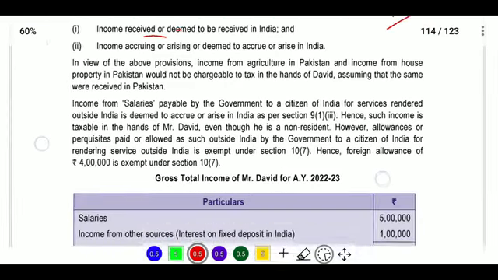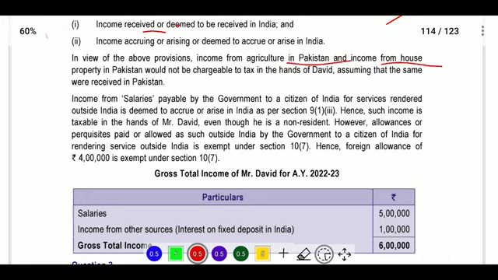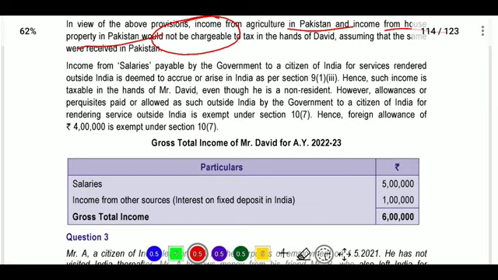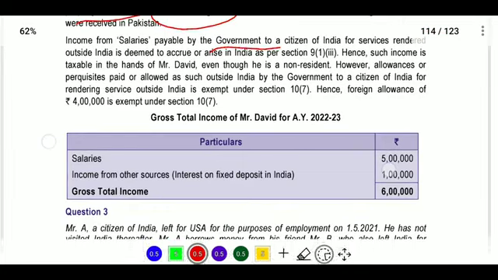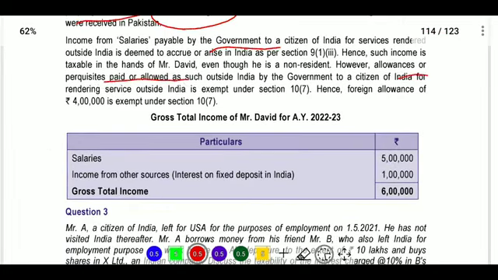Next, in view of the above provisions, income from agriculture in Pakistan and income from house property in Pakistan would not be chargeable to tax in the hands of Dravid, assuming the same was received in Pakistan. Next, income from salaries payable by the government to a citizen of India for services rendered outside India is deemed to accrue or arise in India, and hence such income is taxable in the hands of Mr. Dravid, even though he is non-resident. However, allowance or perquisites paid outside India by the government to a citizen of India for rendering service outside India is exempted under section 10(7). Hence, foreign allowance of 4 lakhs is exempted under section 10(7).